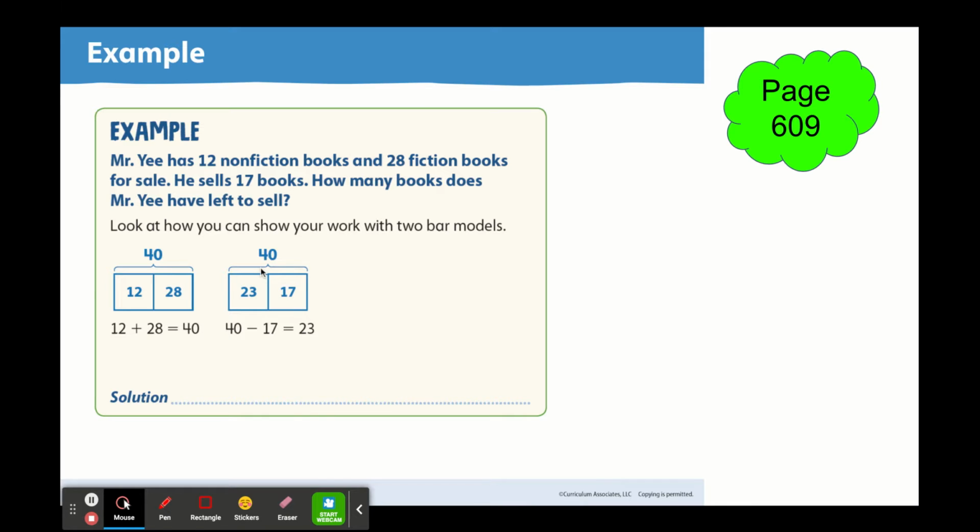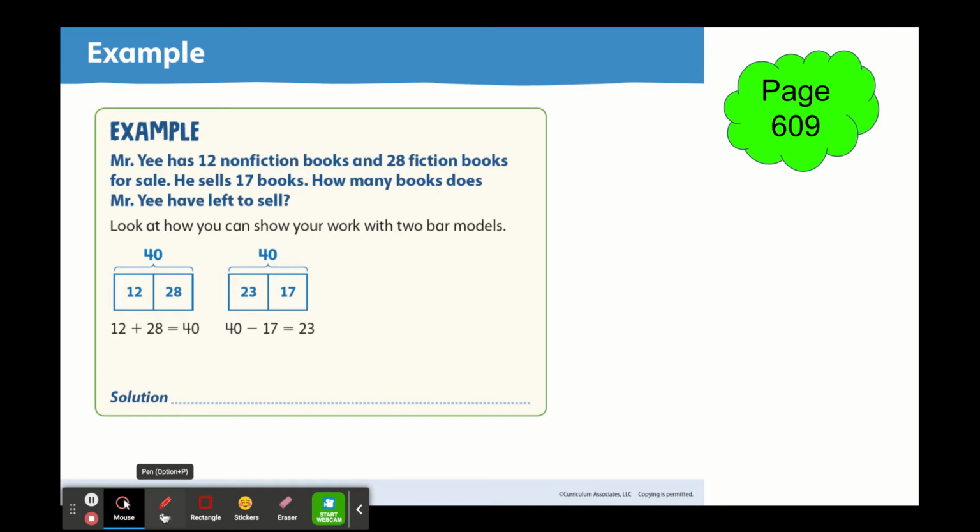Right? On the second part, or step two, of our problem, it says he sells 17 books. So we know we have a total of 40 books. And the problem said he sells 17 books. So we put in 17 here. So 40 minus 17 is how we came up with 23, which we put on the other side. So if we add 23 and 17, the sum is 40. Okay?